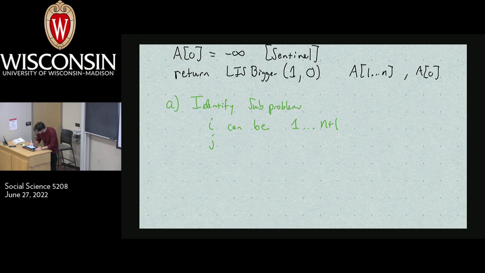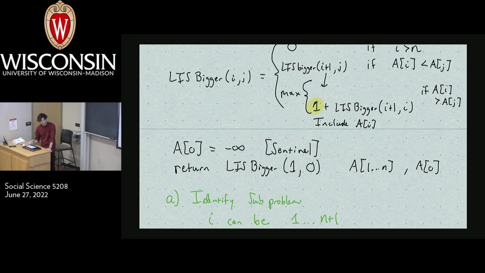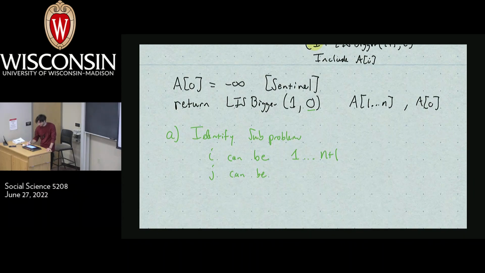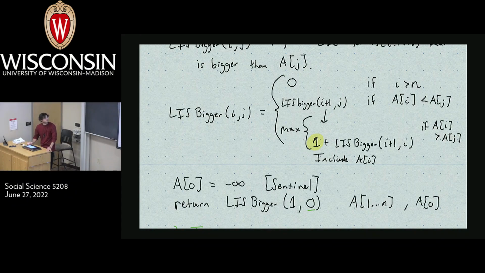What can j be? That one's j. Yep. So j can be 0 through n. Why? Well, we plug 0 in originally. And then j is always an element of your array. And since the elements only go up to n, j can never be bigger than n.